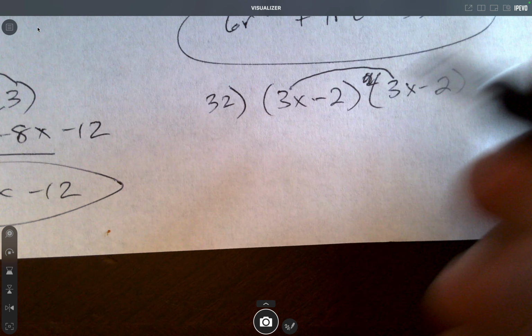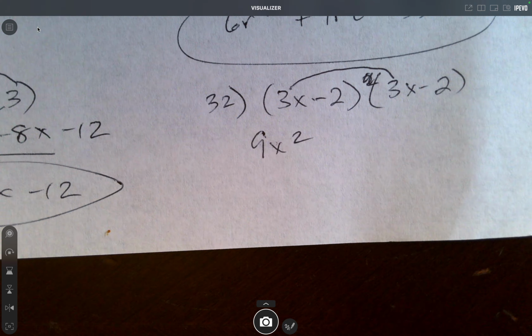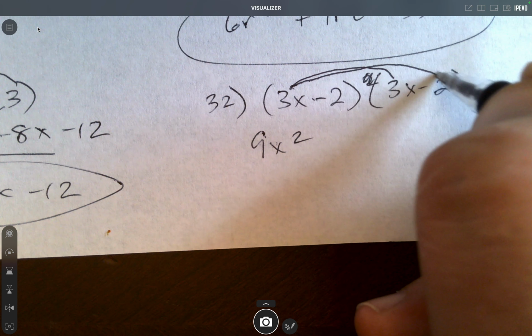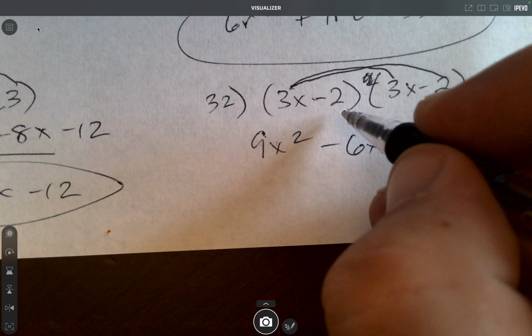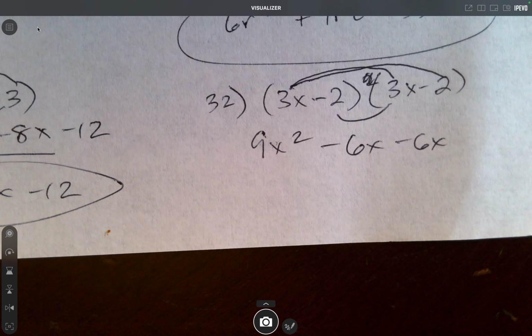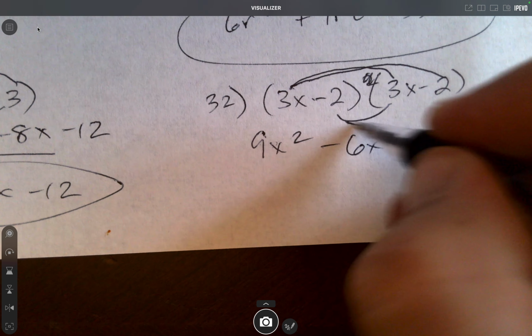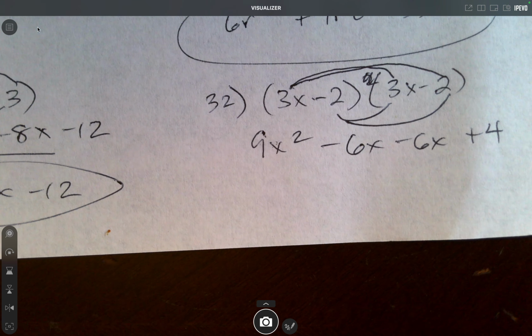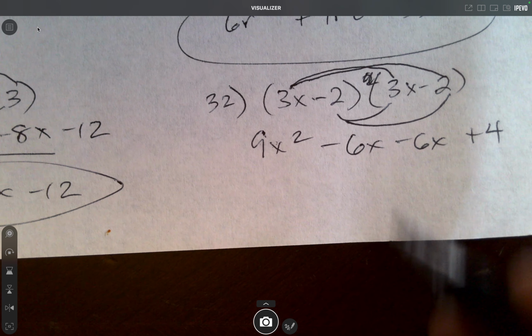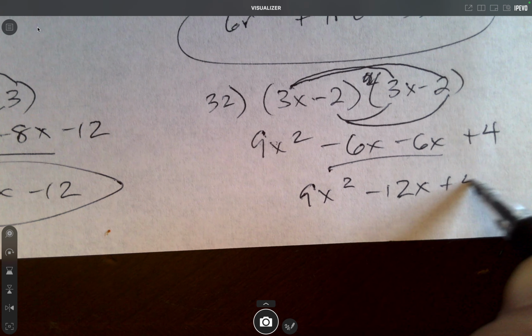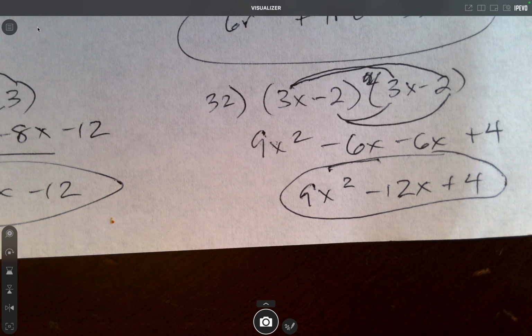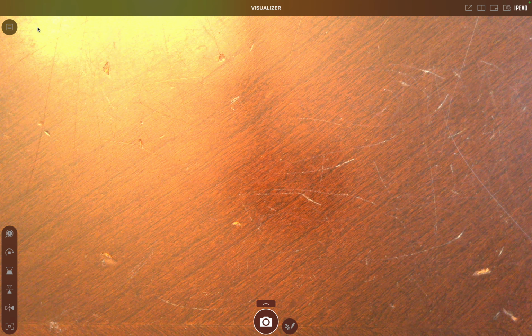So then we do FOIL first. Outer. Inner. Last. That's a positive 4 because it's negative 2 times negative 2. And we'll combine the two middle terms, giving us negative 12x. And we have the answer. Okay, we're over halfway done. Bear with me.